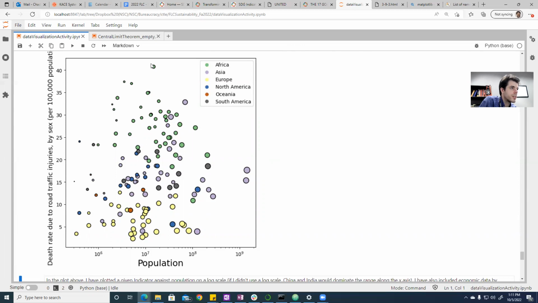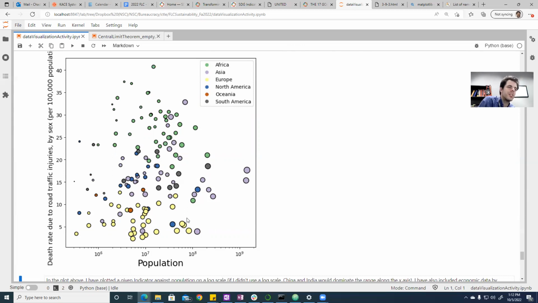I noticed, for instance, that the green dots all tend to be up here. There are some that are lower, but they tend to be on the higher end. So Africa in this case has high death rates due to road traffic injuries relative to other countries, while Europe, the yellow dots, tend to have low ones. Asia is kind of in the middle, and South America is kind of in the middle. What about North America? It's kind of scattered there too. It looks like Europe has some of the lowest.